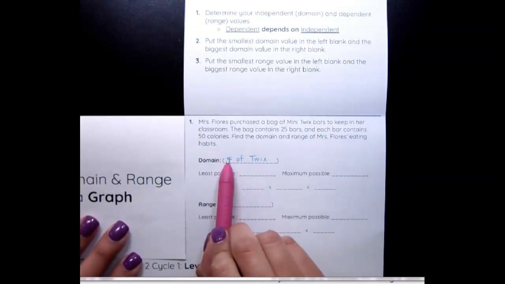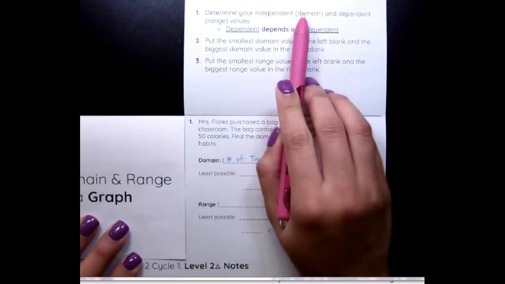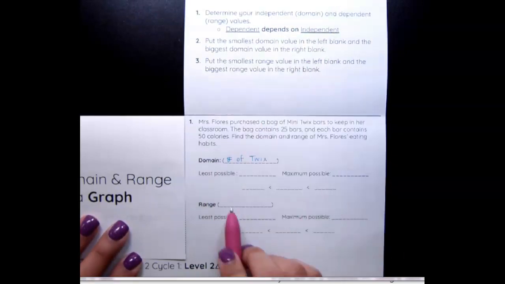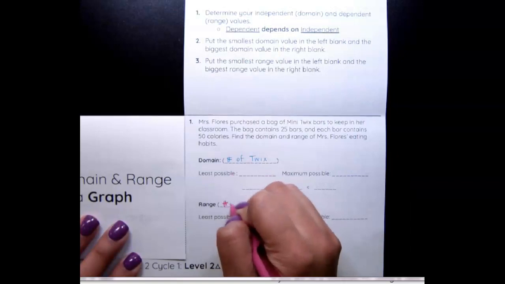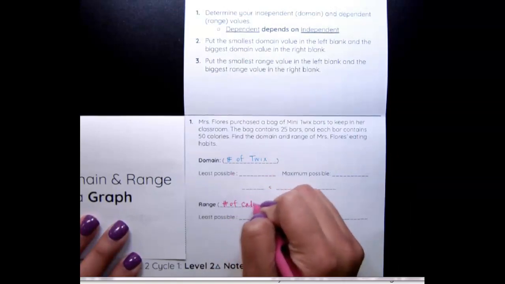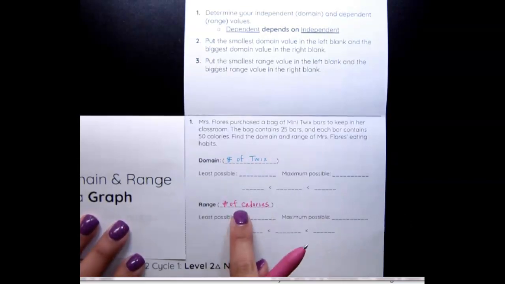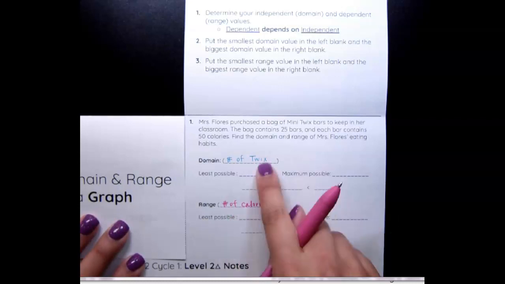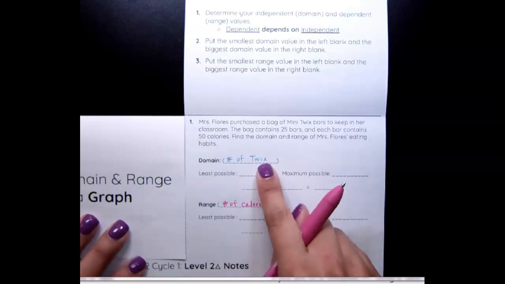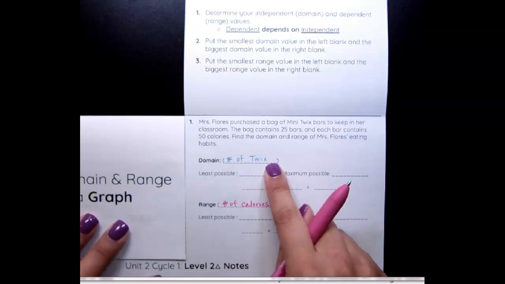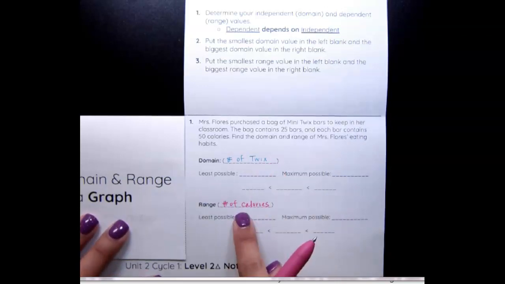The number of Twix bars that I eat is the domain or the independent, which means the number of calories is the dependent, because the number of calories that I eat depends on how many Twix bars I eat. The more Twix bars I eat, the more calories I consume.